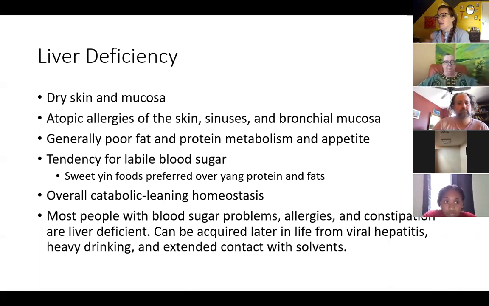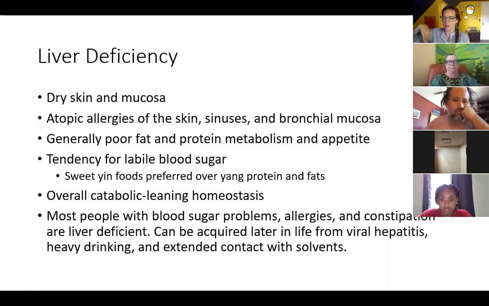And so skin, sinuses, bronchial mucosa, like your sinuses become really inflamed. General poor fat and protein metabolism, we talked about that and why that can happen, with the fat particles, we talked about that with the lower GI. Poor fat digestion can then lead to liver deficiency. Tendency for labile blood sugar, that's easily changed and altered. So if your liver is deficient, your blood sugar can often be all over the place because your liver isn't consistently helping you out and balancing those blood sugar levels regarding digestion.